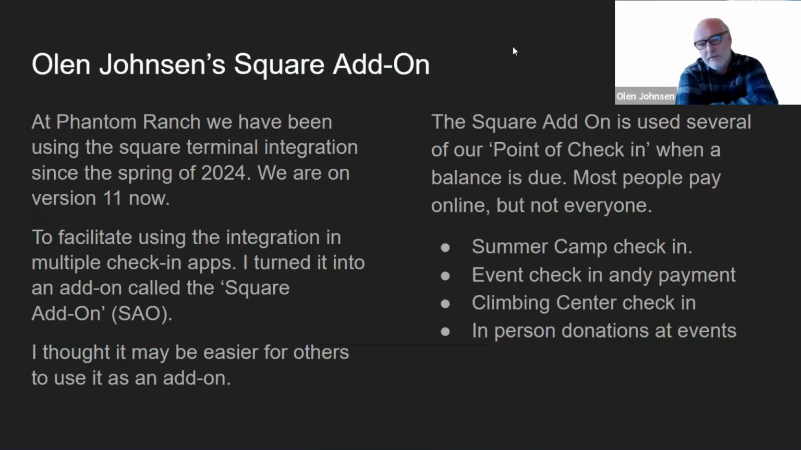I've been using it in the terminal app since the spring of 2024. Of course, I stupidly made it integral to one of our apps, and then I had to redo it all outside of that app. But when I found out that it worked really well, I turned it into an add-on, which I called the Square add-on, using the initials SAO. I did that because I thought it'd be easier for me to integrate it into other FileMaker apps that we have, or for other people to use it if they want.